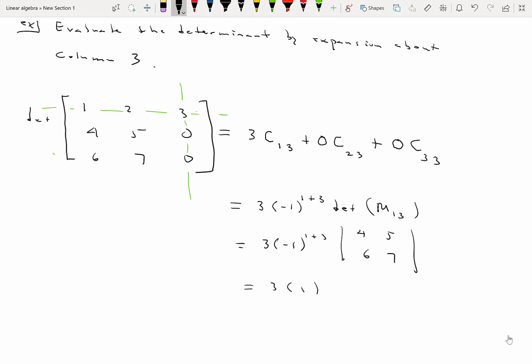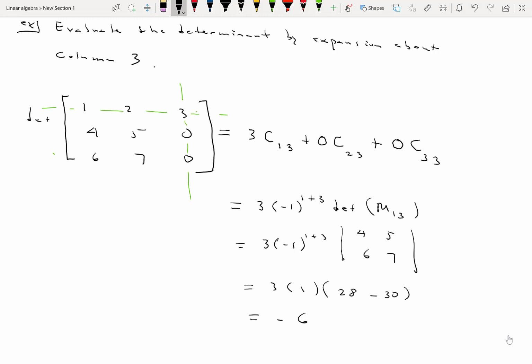This is just 3 times 1 times 28, 4 times 7, minus 5 times 6 is 30. 28 minus 30 is -2, times 3 is -6. So this is how you compute the determinant by expansion about column 3.